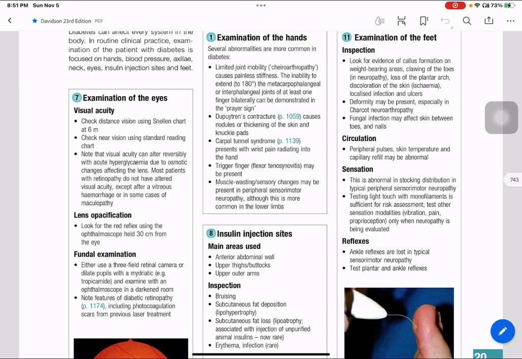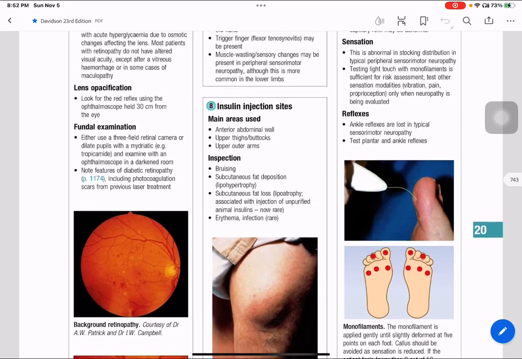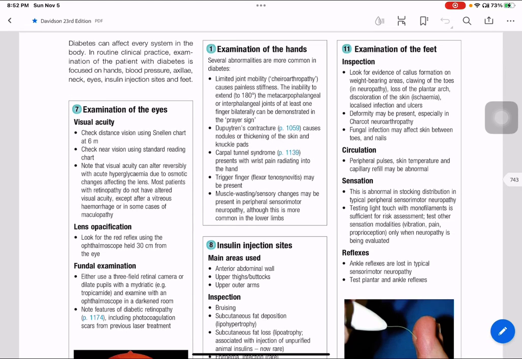Then Dupuytren's contracture. This is a nodule or thickening of the skin in the palm, so there is contracture on the inner side. And carpal tunnel syndrome, where there is pain in the wrist which radiates to the hand. And there is trigger finger, and there may be muscle wasting and sensory neuropathy. So this is all about the hand, and the eye we already mentioned, and we must check the circulation of the whole body.